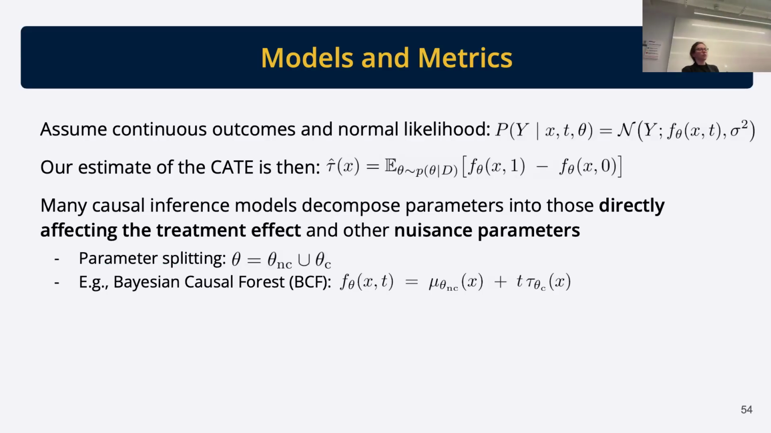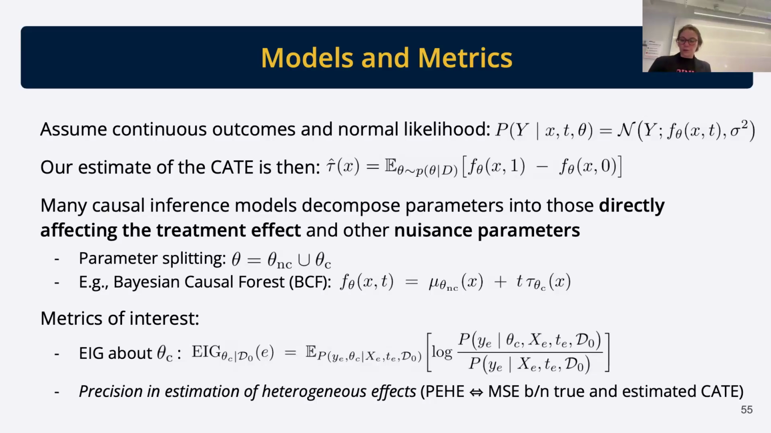And again, if you're working in causality, you would know that many causal inference models decompose the parameters into something that is directly affecting the treatment effect and other nuisance parameters. So in a way, we can split our parameters into this set of non-causal parameters and causal parameters. As an example, you can consider Bayesian causal forests, where this mean is decomposed in this way, as one example.